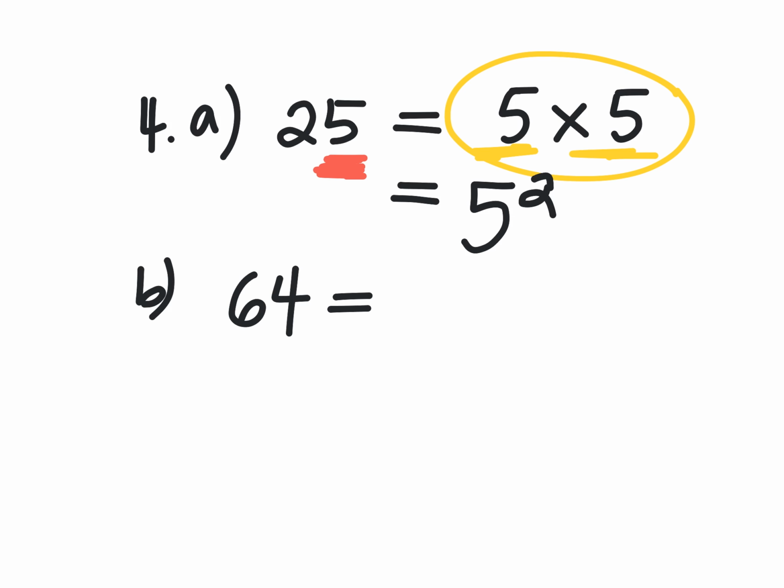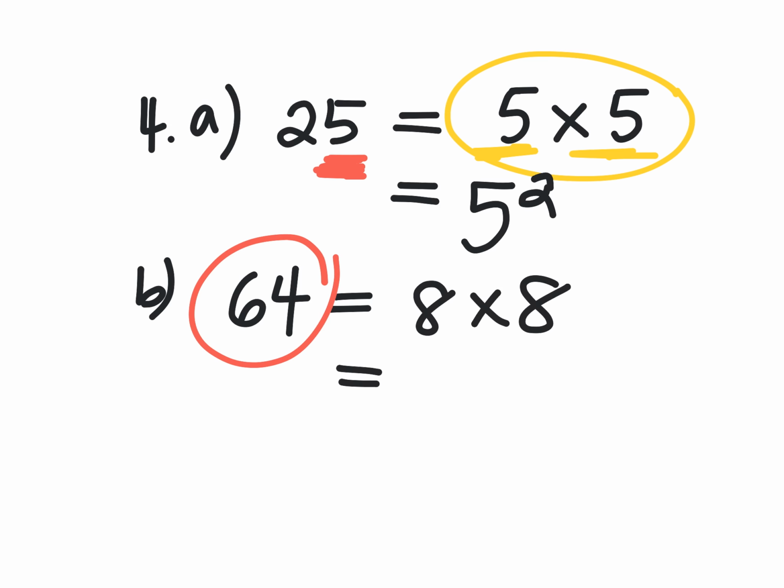Okay, same thing for this question. Can you think of a number that when you multiply it by itself, you get 64? We know it's going to be a number that's larger than 5 because 5 times 5 was 25, but now you have a number that's larger than 25. So go through the numbers if you can't think of it. What's 6 times 6? Is that equal to 64? No. 7 times 7? 8 times 8 is equal to 64.